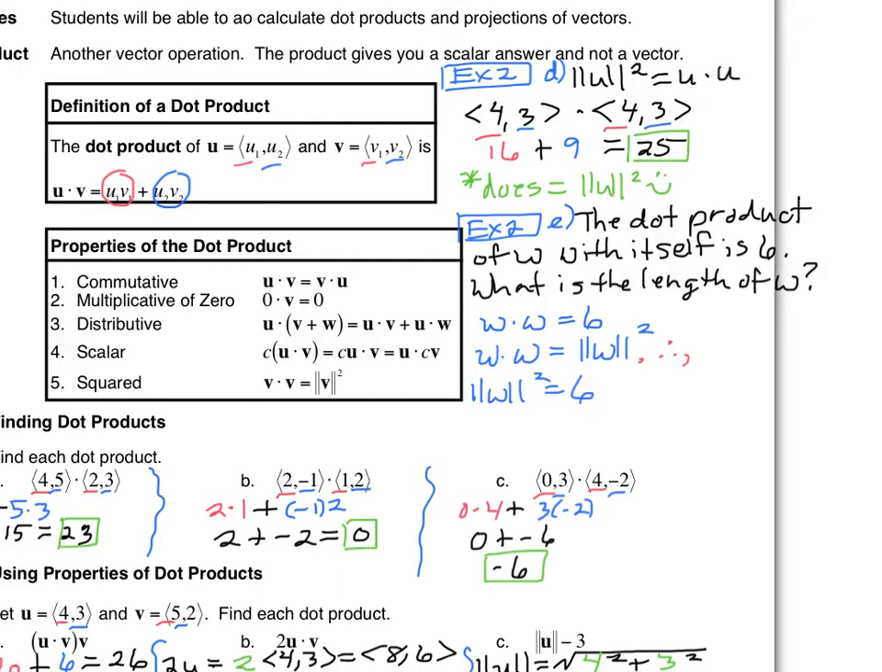Now the question is asking me what's the length of W? Isn't the length the magnitude? Well, I don't want the magnitude squared. How do I get magnitude without that power? Yep, so we're going to take the square root of both sides. And so we end up with the magnitude of W, which is its length, is equal to the square root of 6. So, therefore, the length of W is the square root of 6.